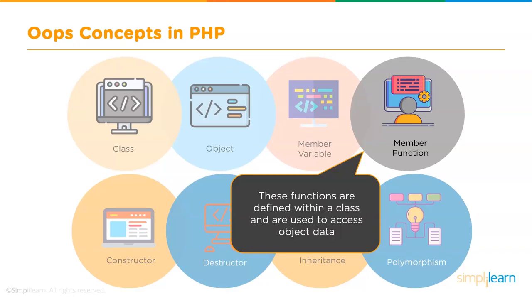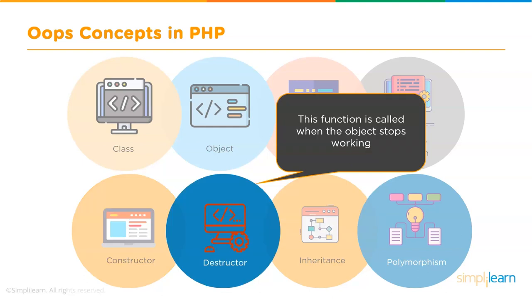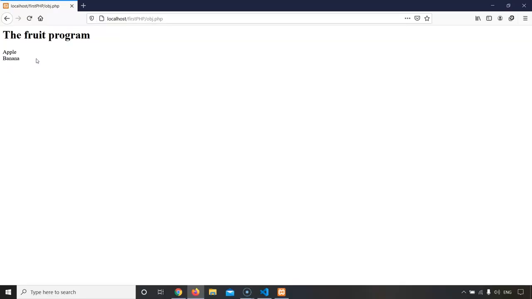So next comes Constructor. It allows an individual to allot an object's properties while the object is created, while a destructor is a function that is called when the object stops working. We will have a look at the Constructor program. Suppose you build a program using a constructor function. PHP will automatically call the construct function while creating an object from a class. Also, remember that when you write the construct function, always prefix it with two underscores.